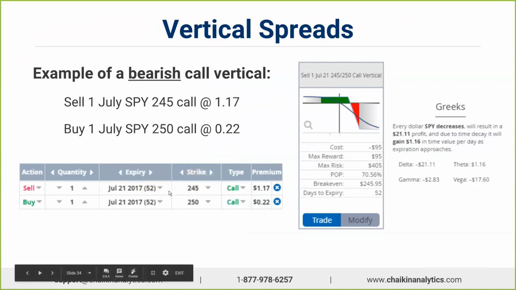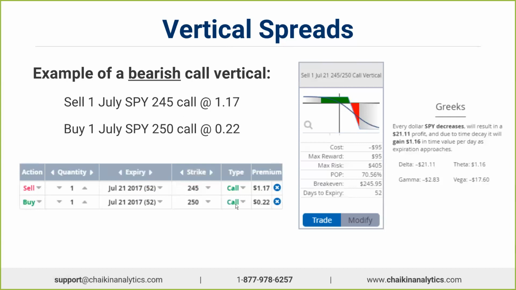So we sell one close to current price and then buy one farther away. We take in a premium for that, but we're not naked. If we just sold the call without owning the shares, we'd be what's called naked, and we'd have unlimited risk. This one that we buy helps us limit our risk.